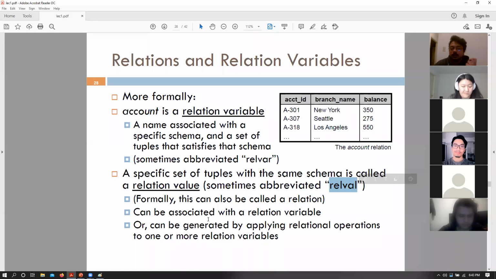Okay. This becomes slightly irritating because formally this can also be called a relation. Up to now we were calling account a relation, and that is what it is. This is a relation. That means that it is a set of tuples from a particular relation. That means that it is a relation value, which is a member of this relation variable, which means that it follows a particular schema. Okay. Basically, it can be associated with the relation variable.